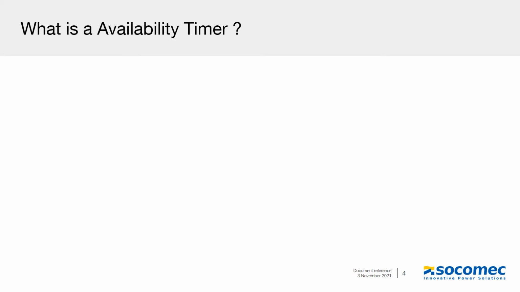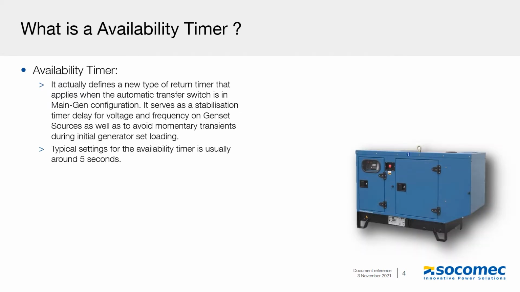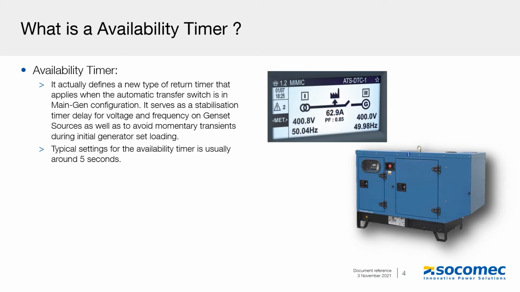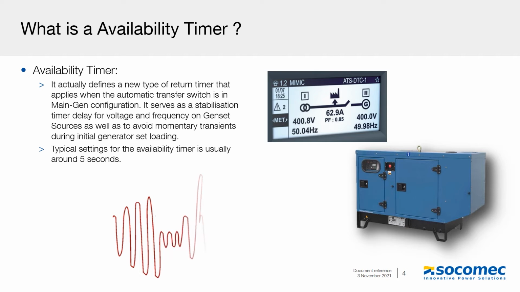What is an availability timer? The availability timer actually defines a new type of return timer that applies when the automatic transfer switch is in main-gen configuration. It serves as a stabilization timer delay for voltage and frequency on genset sources, as well as to avoid momentary transients during initial generator set loading. Typical settings for the availability timer is usually around 5 seconds.